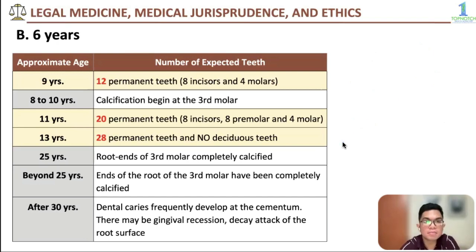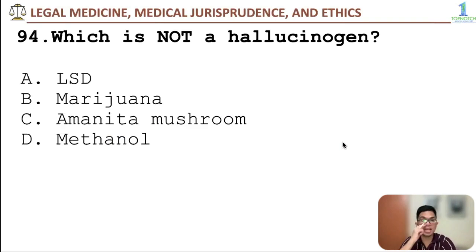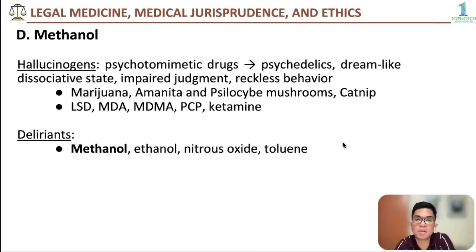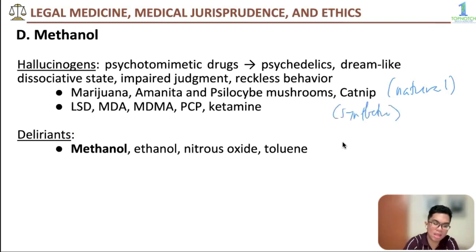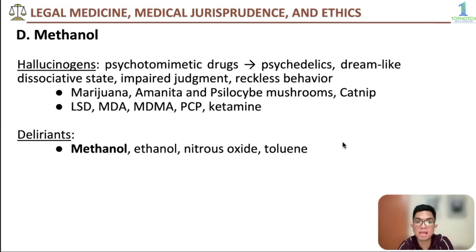Okay. Next, which is not a hallucinogen? That's your methanol. Hallucinogens are psychomimetic drugs that put you in a psychedelic or dream-like dissociative state, which can result in reckless behavior. They may be natural, like your marijuana, mushrooms, and catnip, or synthetic, like your LSD, MDMA, PCP, and ketamine. MDMA is actually your ecstasy, all right? Deliriants naman include methanol, ethanol, nitrous oxide, and toluene.